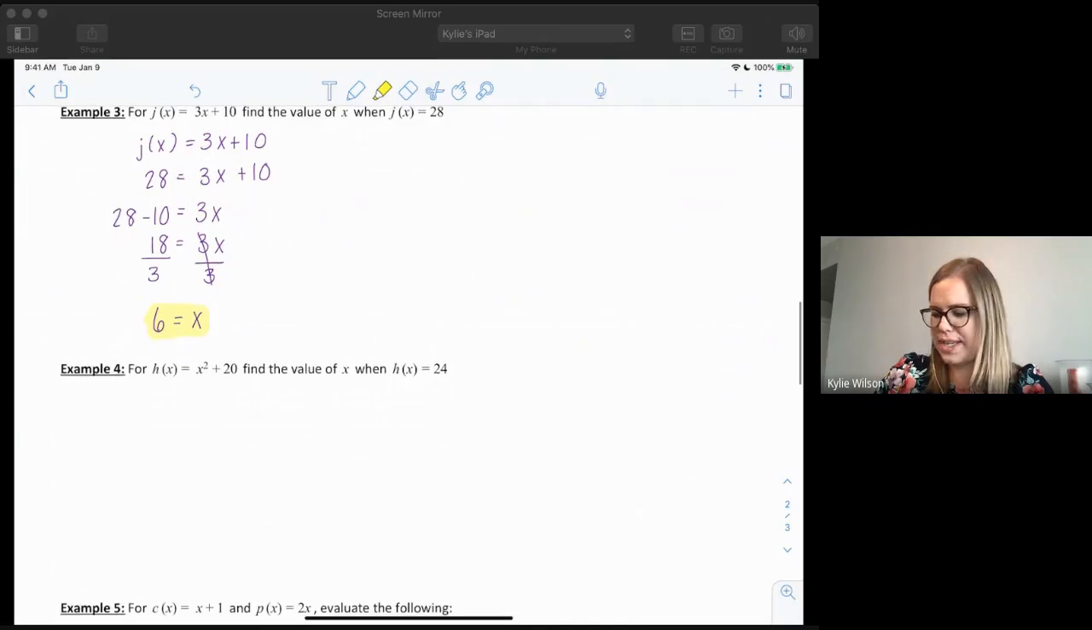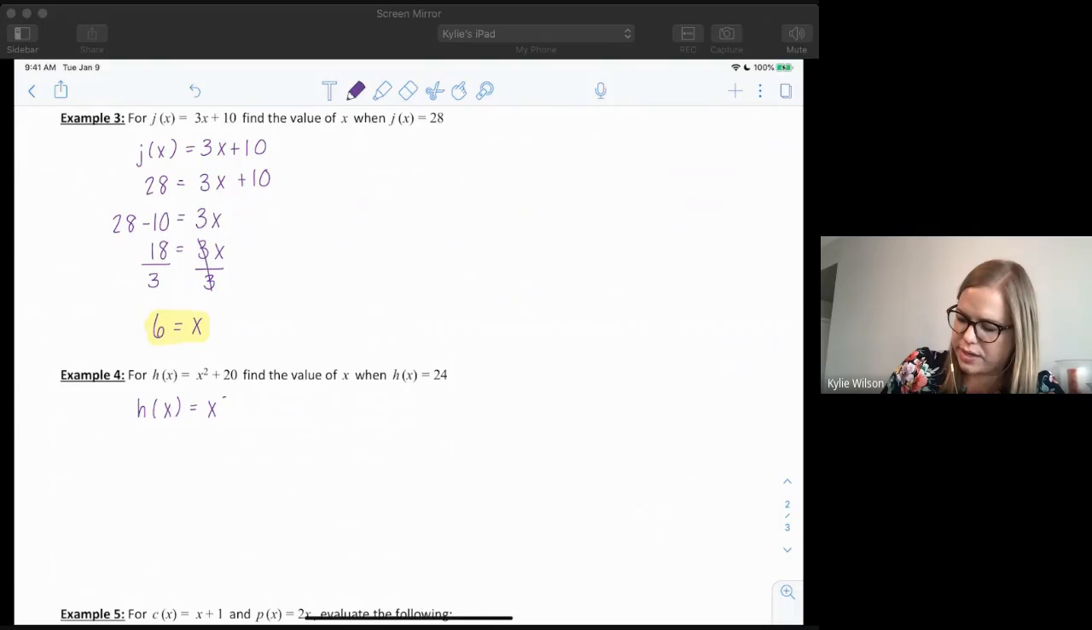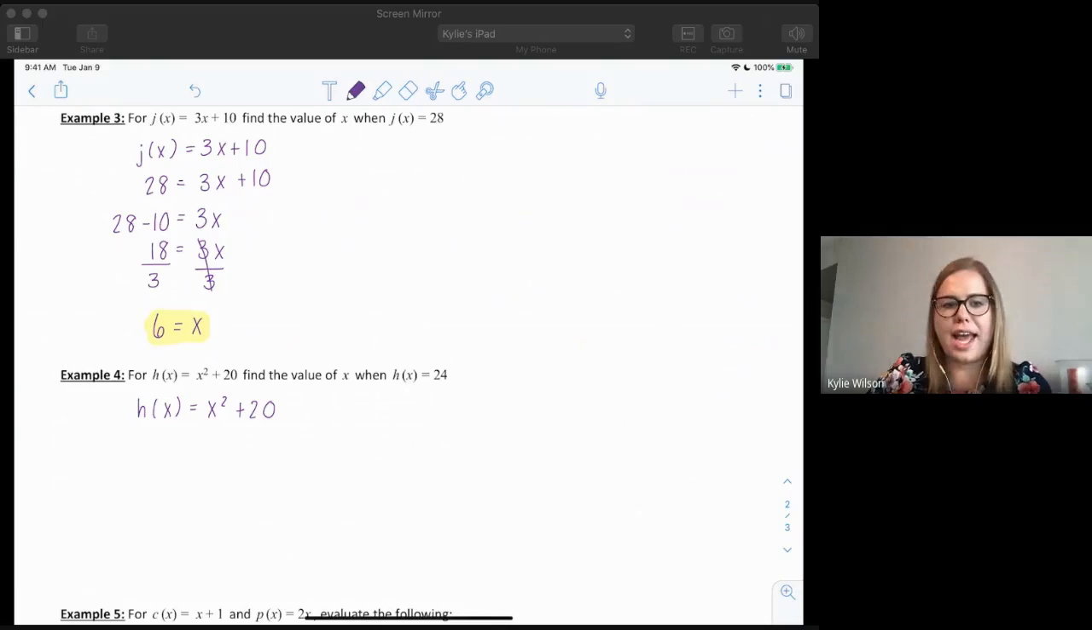So let's try example 4 because the algebra is a little tougher. For h at x equals x squared plus 20, we need to find the value of x when h at x is 24. So we have h at x equals x squared plus 20, and we know that h of x is 24. So instead of writing h at x, I'm just going to write 24 equals x squared plus 20.